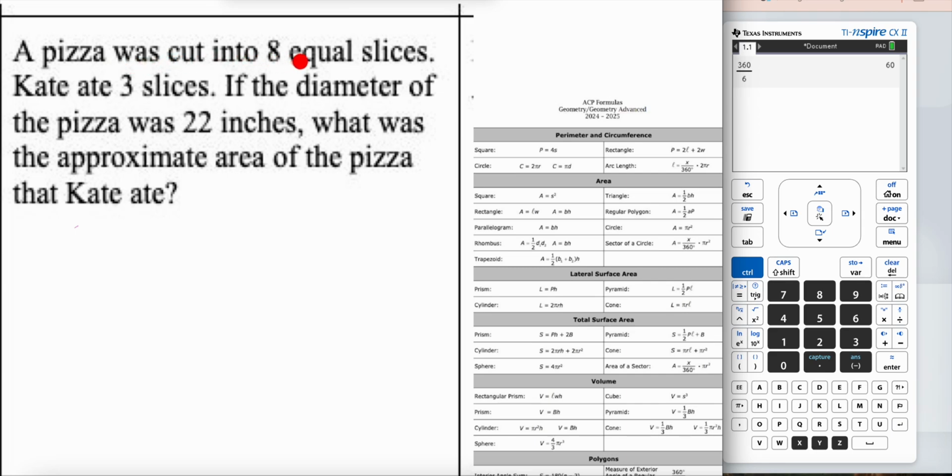Cut into 8 equal slices. Kate ate 3 slices. If the diameter of the pizza was 22 inches, what was the approximate area of the pizza that Kate ate? So basically the story is that there is a pizza. It was cut into 8 equal slices and Kate ate 3 of those slices. It gave us the diameter to be 22 inches.